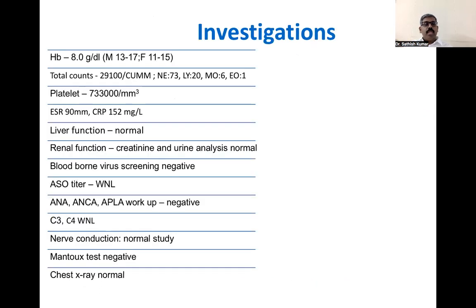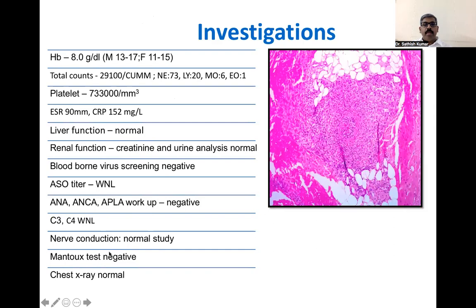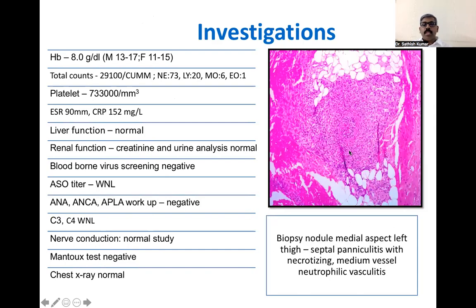When you look into the investigations, she has neutrophilic leukocytosis, thrombocytosis. She has raised inflammatory markers. Her liver and renal functions were normal, and nerve conduction study was normal. Chest X-ray and Mantoux were negative. This is a skin biopsy which is suggestive of septal panniculitis with necrotizing medium vessel vasculitis, suggestive of polyarteritis nodosa.